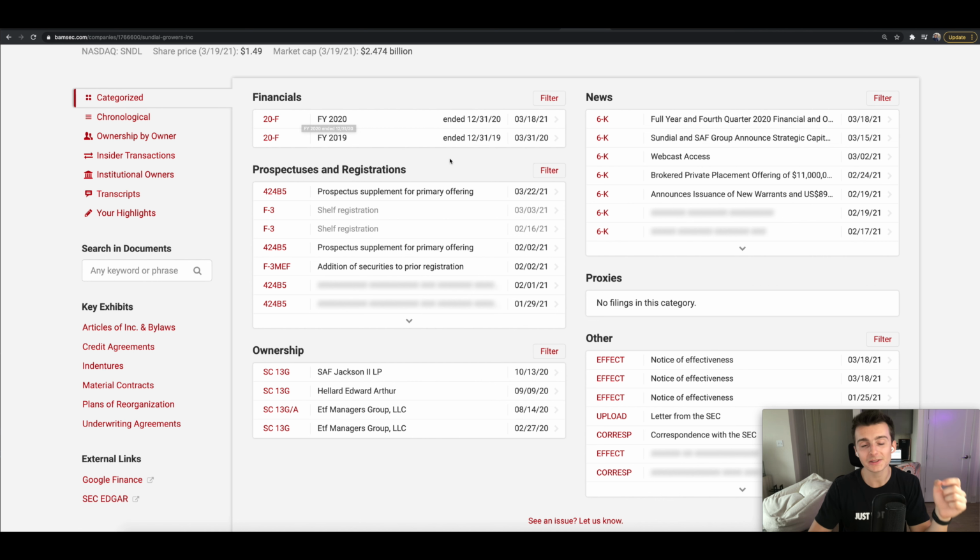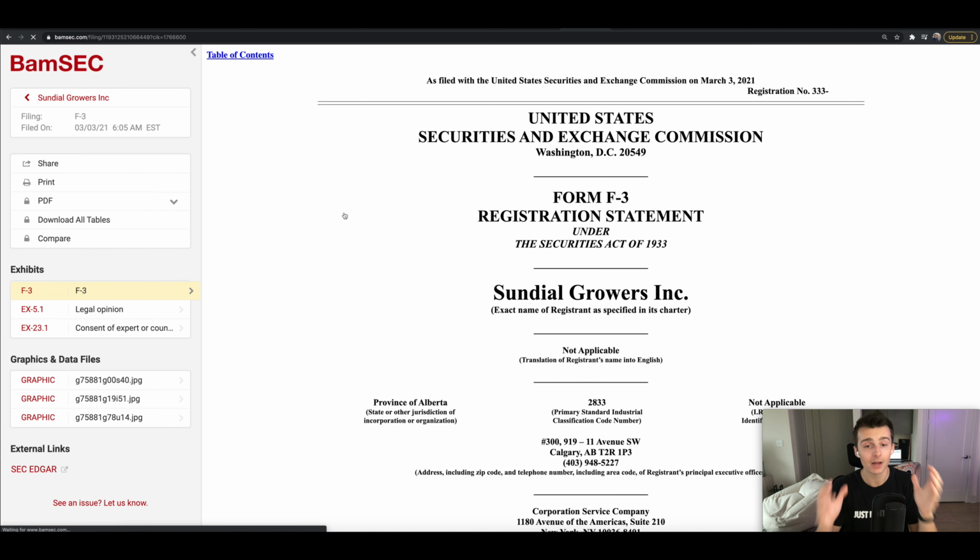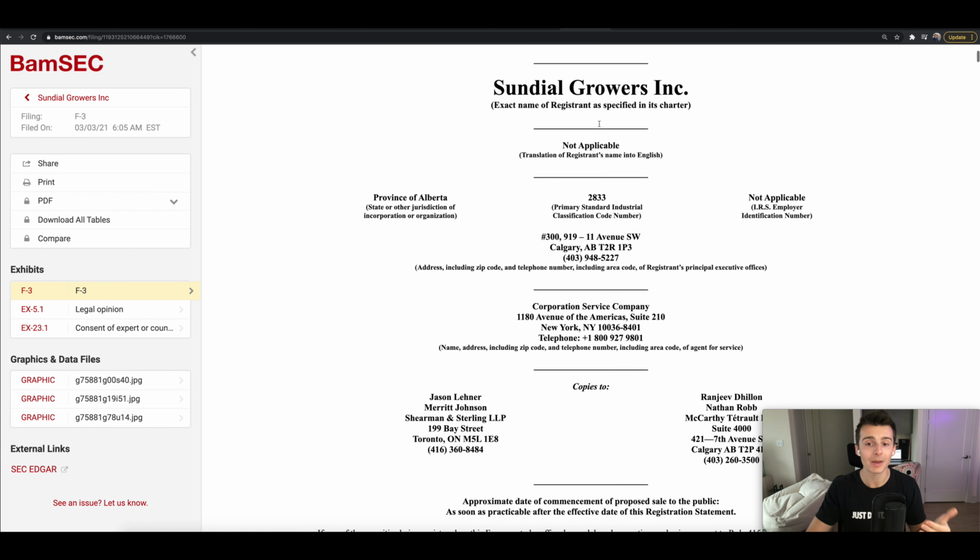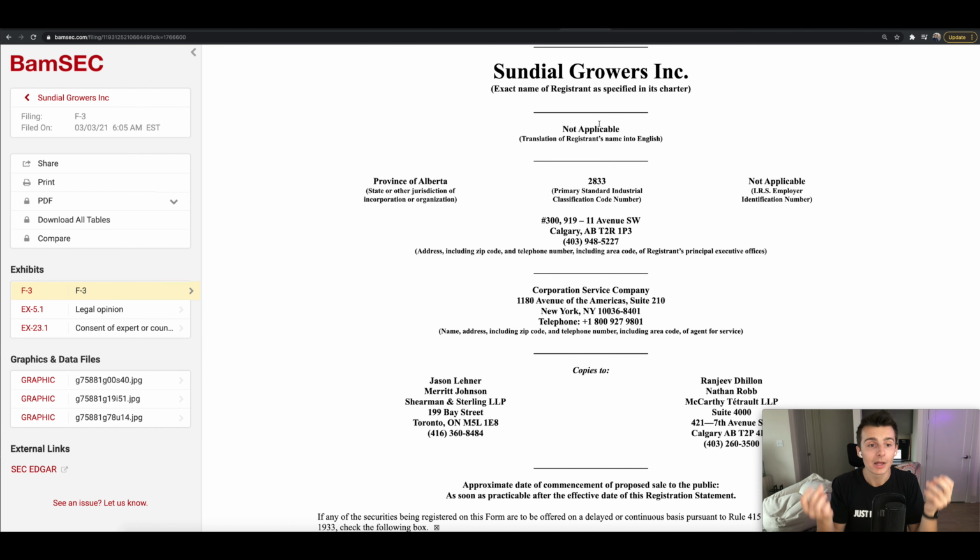And we can also see if they have registered a recent shelf offering, as we can see right here. And we click on that right there, and we can go right into their SEC filings and pull up the actual file just like that.